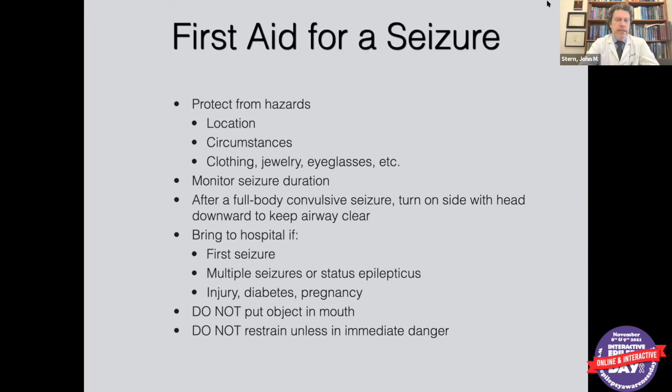When the seizure ends and the seizure was a full body convulsion, turning the person on their side can be helpful to help allow any fluids inside the mouth to drain out and not have them inhale them into the lungs.